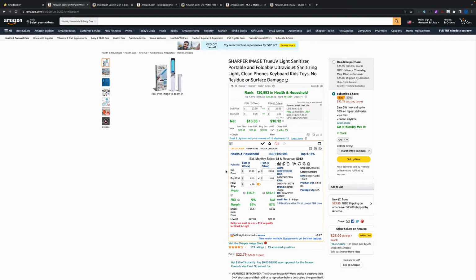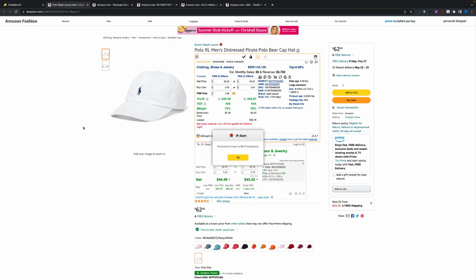And then I'll also say from experience, I've had a few IP complaints from Sharper Image, so I know they're very protective over their brand. But let's take a look at another product. So here we're looking at a polo hat.